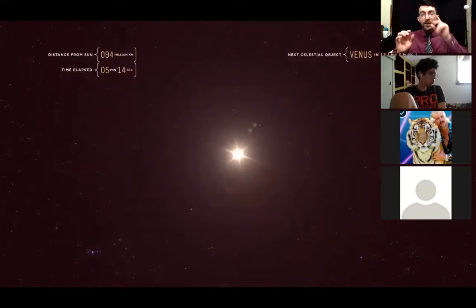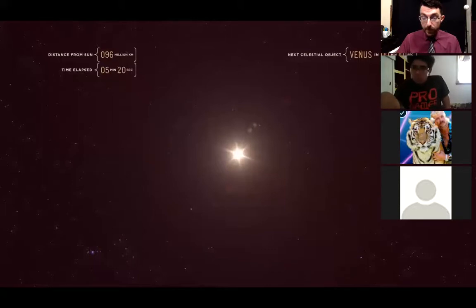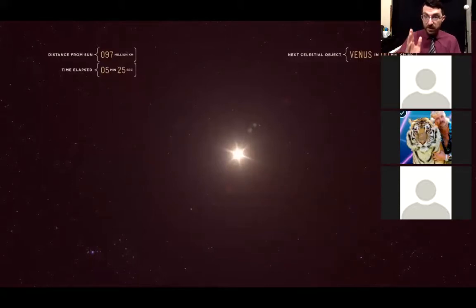However, something kind of crazy about it, we're pretty sure there's ice on Mercury. And the reason is because it has an axial tilt of basically 0 degrees, which means it has absolutely no seasons.